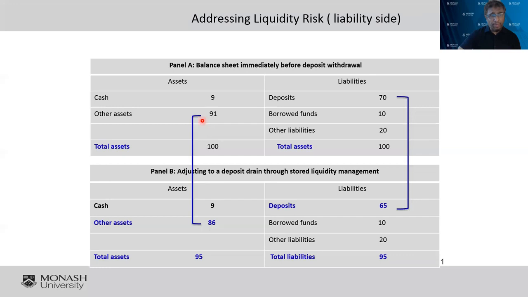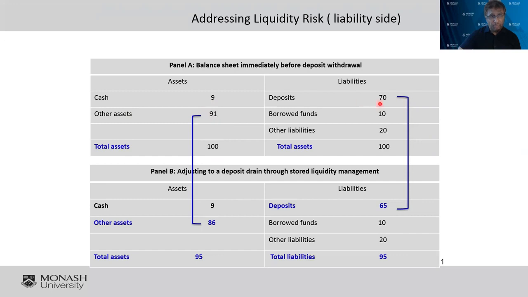Now, what about my assets? I finance it through stored liquidity. So I have 91, which is other assets, the securities. I didn't touch the cash because this bank usually holds cash of 9%. So I have 100 million of total assets, 9% is 9 million. So they are not touching this area. They are selling part of the securities.